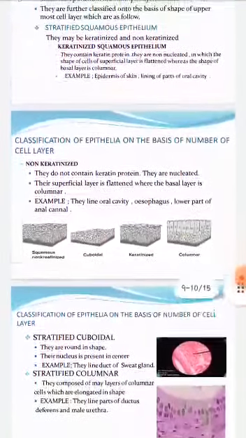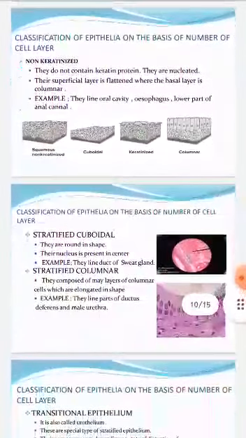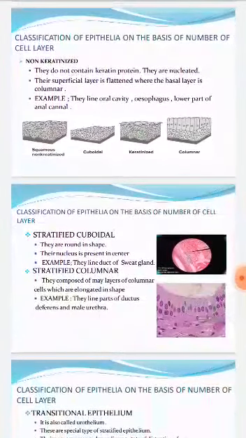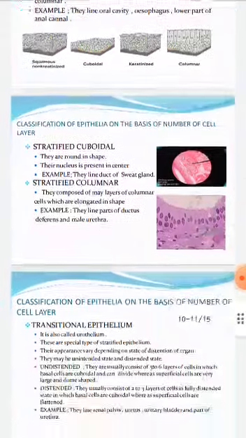Now, what is non-keratinized squamous epithelium? Non-keratinized squamous epithelium does not contain keratin protein in it. They are nucleated. It means that they contain nucleus. The superficial layer is flattened while the basal layer is columnar. Examples, they lie in the oral cavity, esophagus, lower part of anal canal.